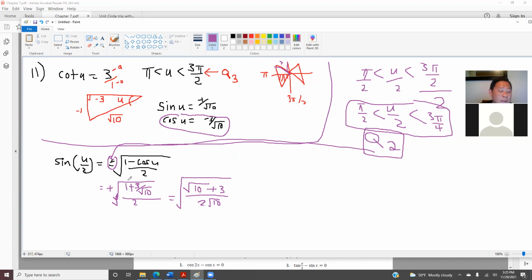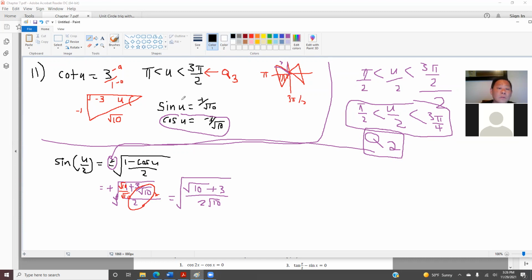So what I do here is I just change this 1 to become root 10 over root 10. And then I get root 10 plus 3 here. And then again, because the denominator is the same, I multiply this, so it is going to be 2 times root 10. And I put a square root on it. So this is how you apply your half angle formulas.